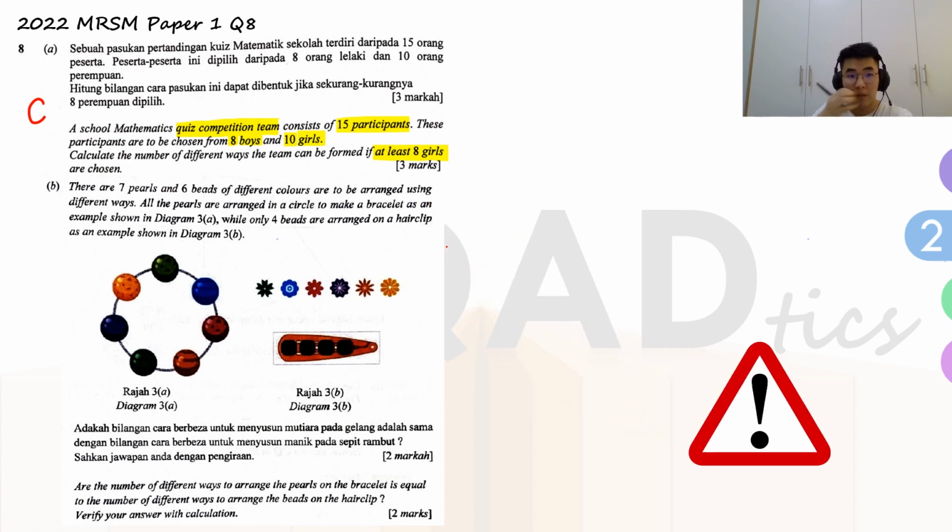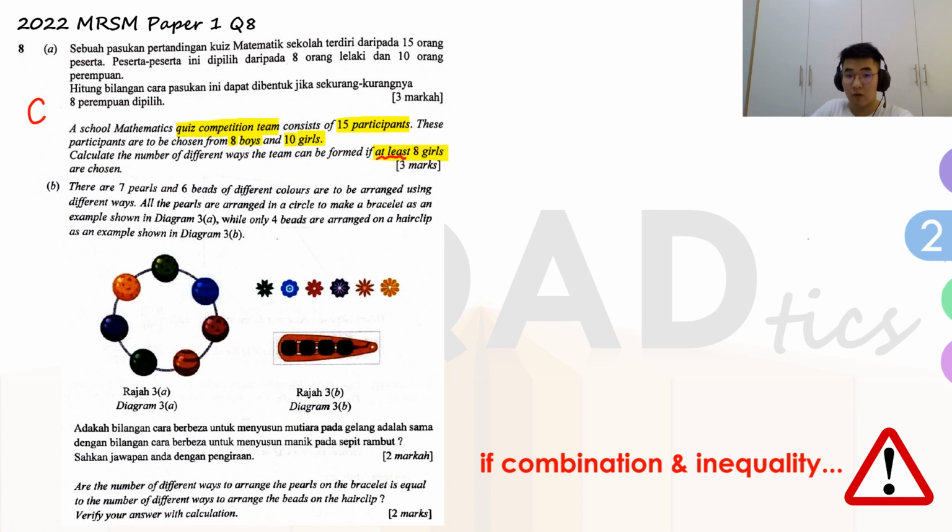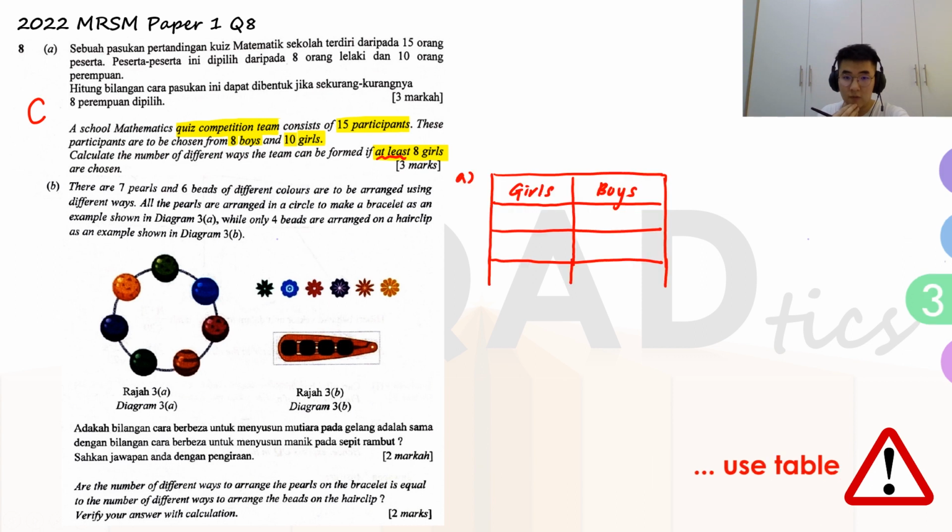Since this is a combination question and it has an "at least", meaning there's an inequality there, I can introduce a way which is to use the table method. For this table method, firstly, we need to identify the groups. It will be girls and boys for this case, and we need to consider the group which has the condition first. So let's say girls has a condition and we have at least 8 girls. Let's list out the first possibility first, which is 8 girls. And then we can add the girls one by one. So we can add to 9, 10, 11, and so on.